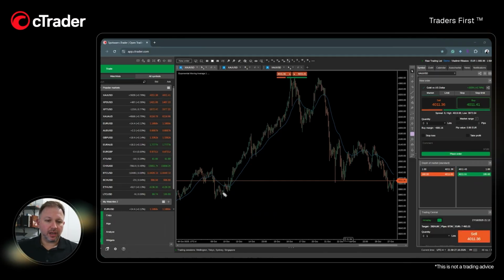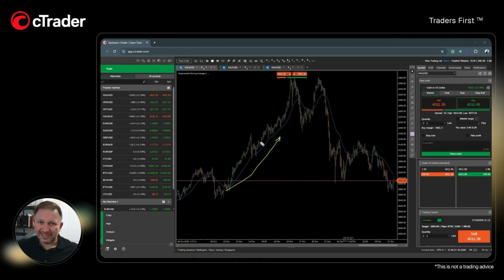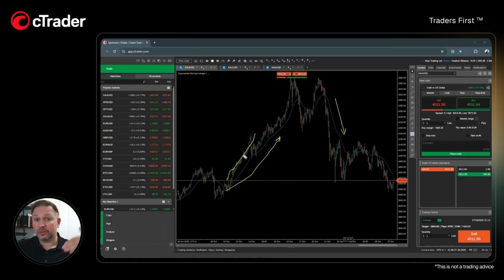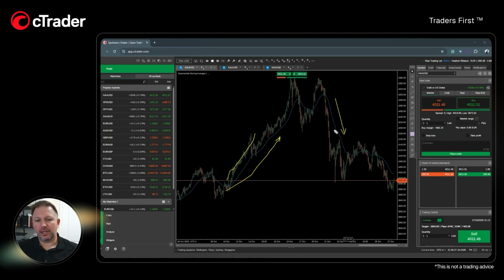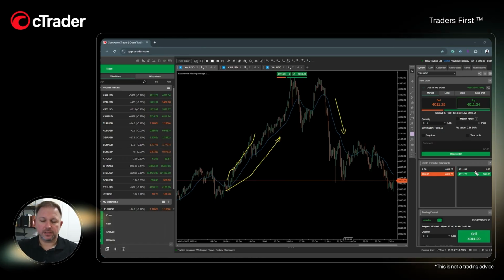One of the most common is the slope. The smoother it goes to the upside or to the downside, the stronger the indication that the trend is healthy. The longer the prices are above the moving average or below the moving average, the stronger the trend is. And then with retraces, traders love joining the trend.